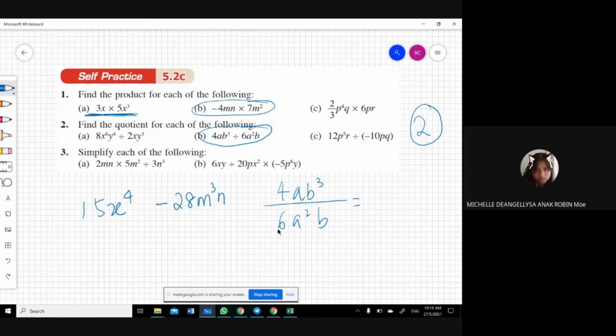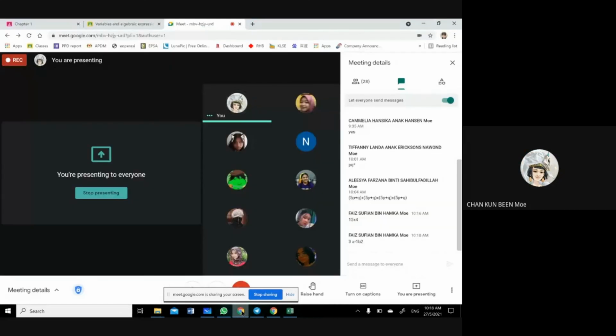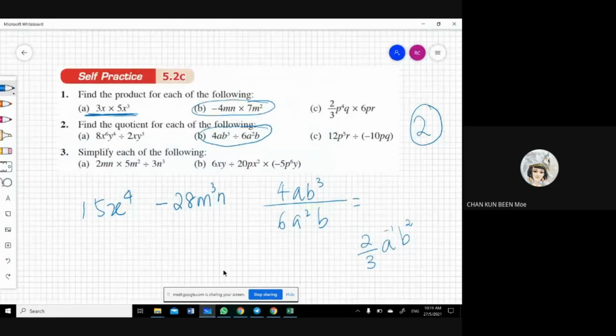2 over 3 a to the power of -1 b to the power of 2. How is that? Is this your answer? Yes. Oh, 2 over 3 a to the power of -1 b squared. Okay, who answered the first one first? 2b squared over 3a. 2b squared over 3a. Both Magdalene and Alicia. 2b squared over 3a. This is your answer, right?